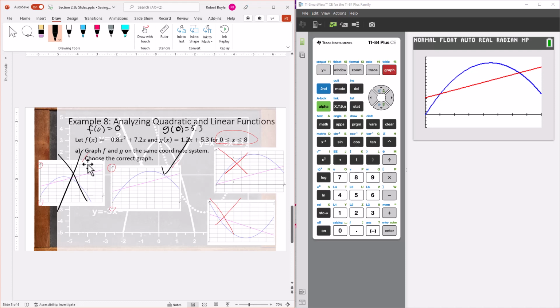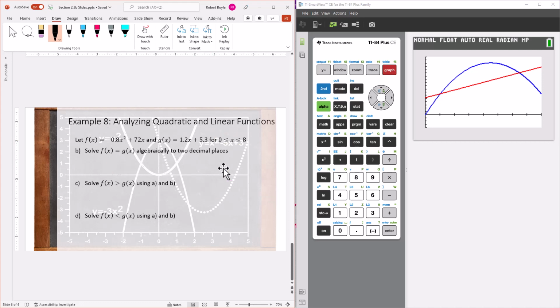But notice how we were able to eliminate half of them just by paying attention to the intercepts and also paying attention to the slopes. Okay, now let's go over the rest of this. Here we want to solve f of x is equal to g of x. Okay, how do we do that?